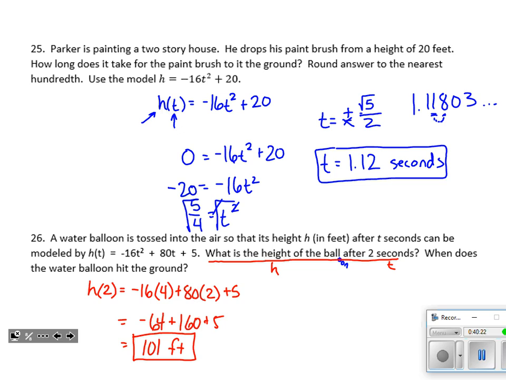And yet again, calculator can help with some of that arithmetic. It's the second part where we can really use the calculator to help out. So I want to find out when it hits the ground. So again, now I'm trying to answer for t, a time. I want to know when that height is 0.